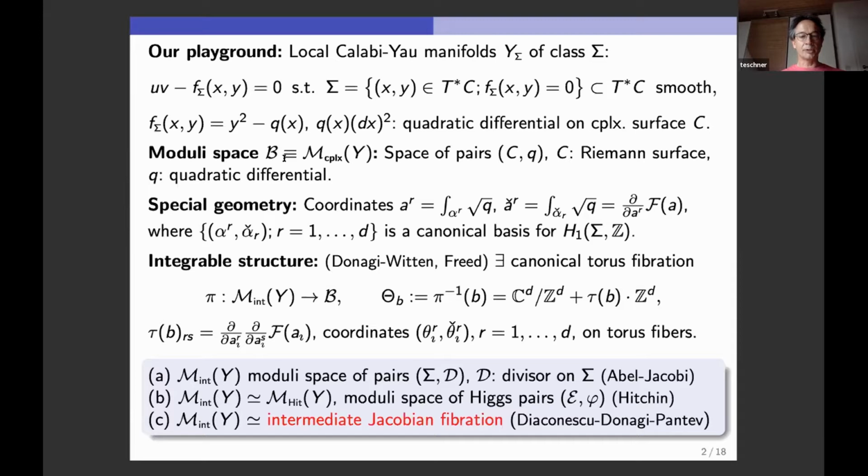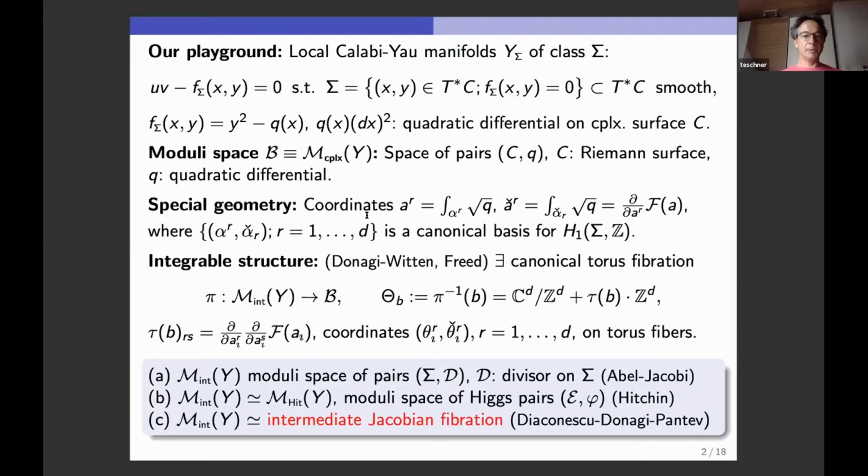Now, what is the complex structure moduli space? Well, that's pretty obvious by the description I just gave of these local Calabi-Yau. It is the space of pairs C, the Riemann surface, that is the complex structure, of course, matters, and Q, the choice of a quadratic differential on that Riemann surface. That is the concrete representation of the moduli space of complex structures in the case of our interest.